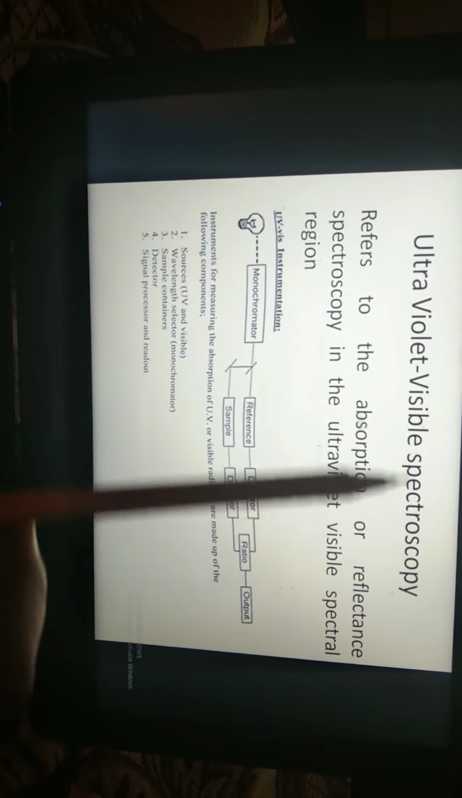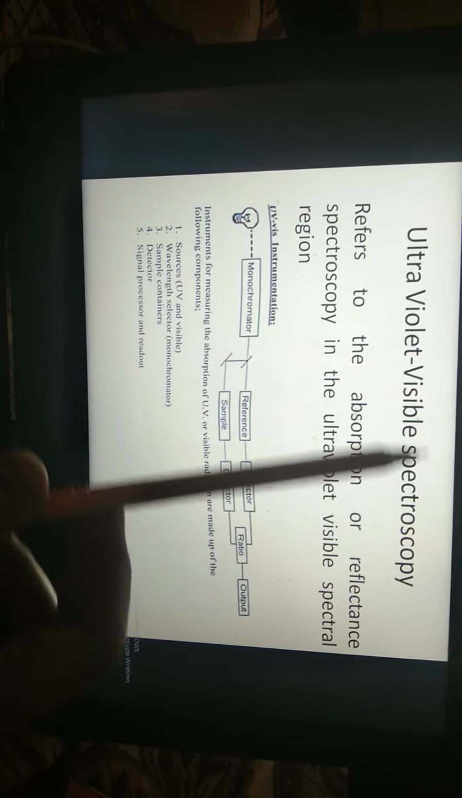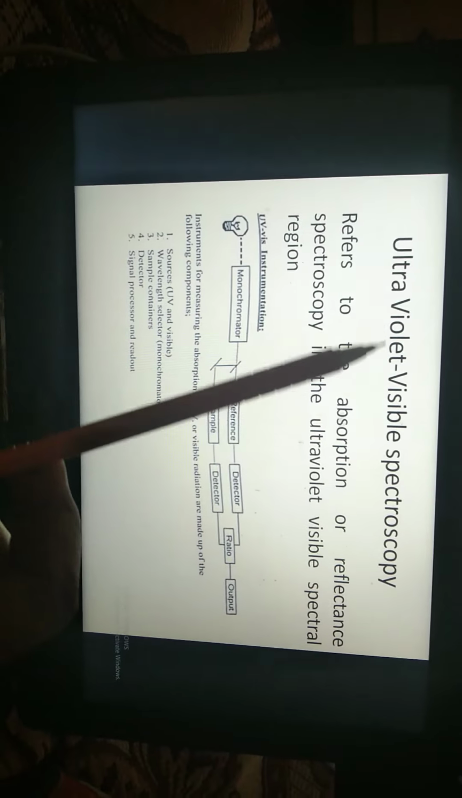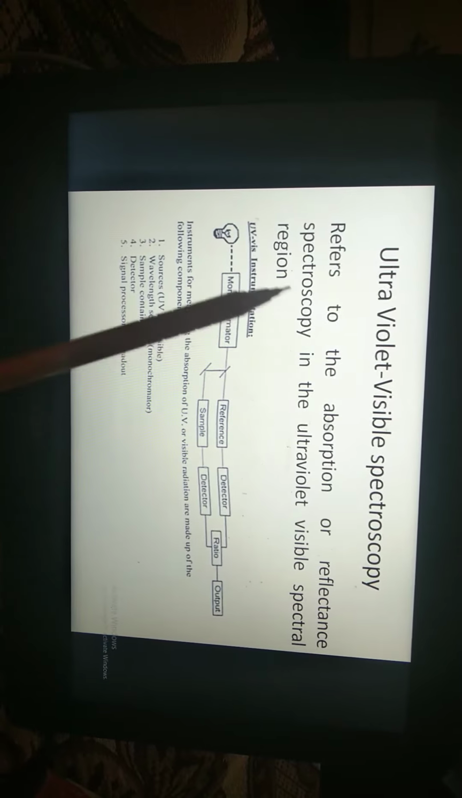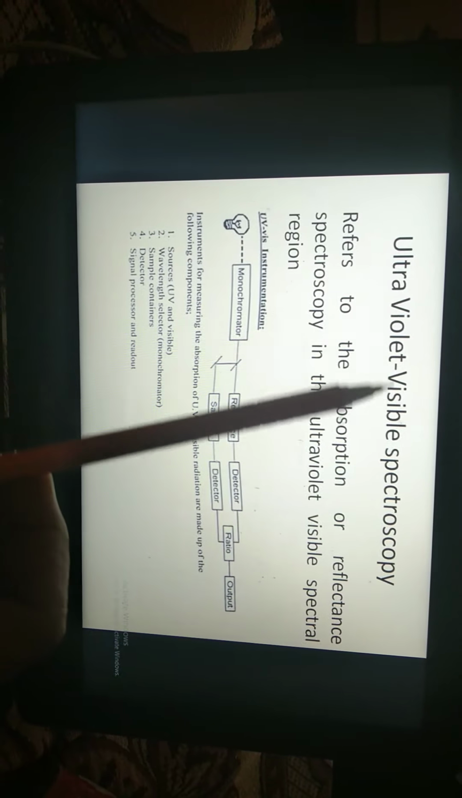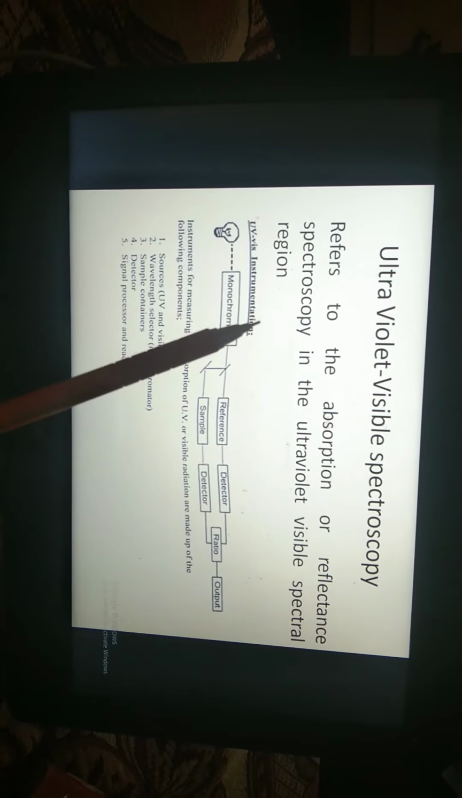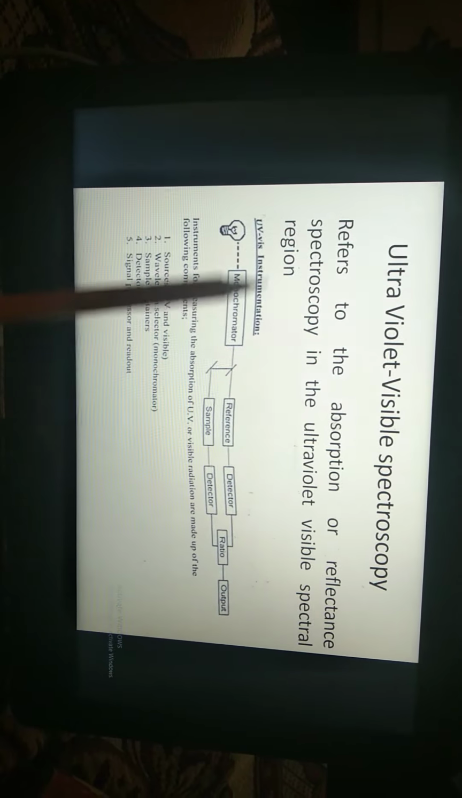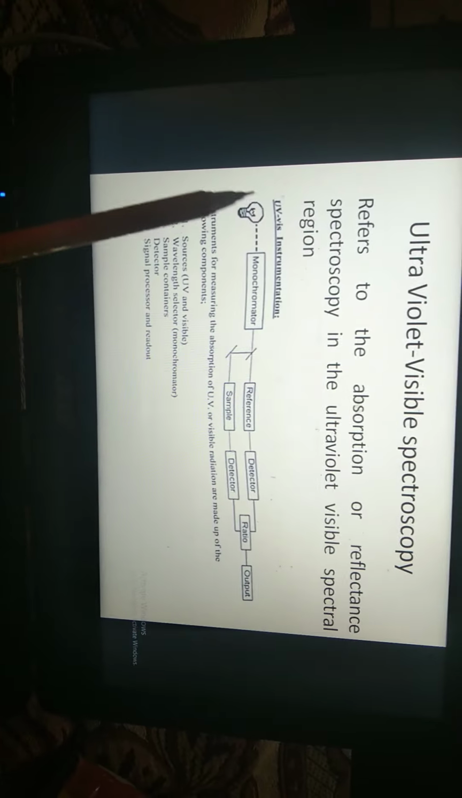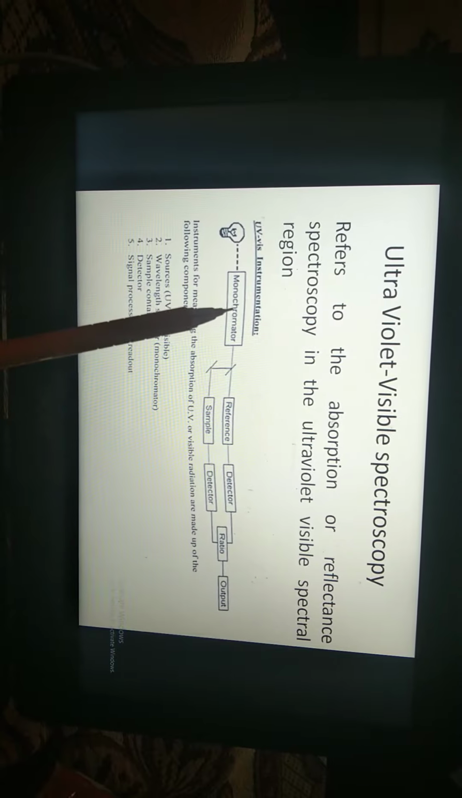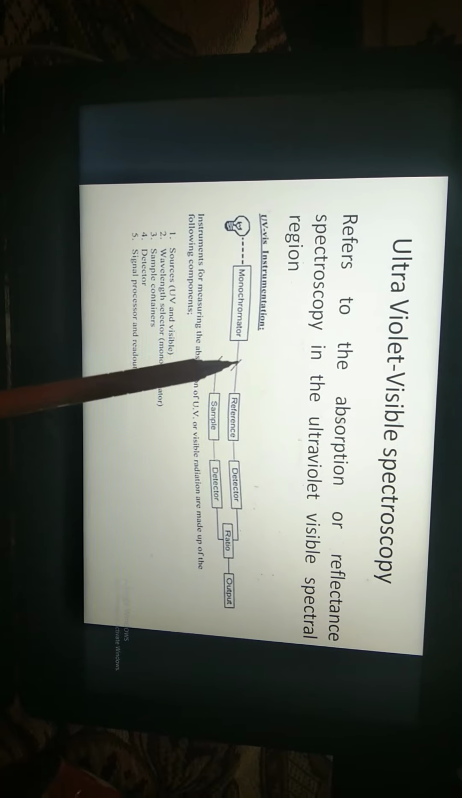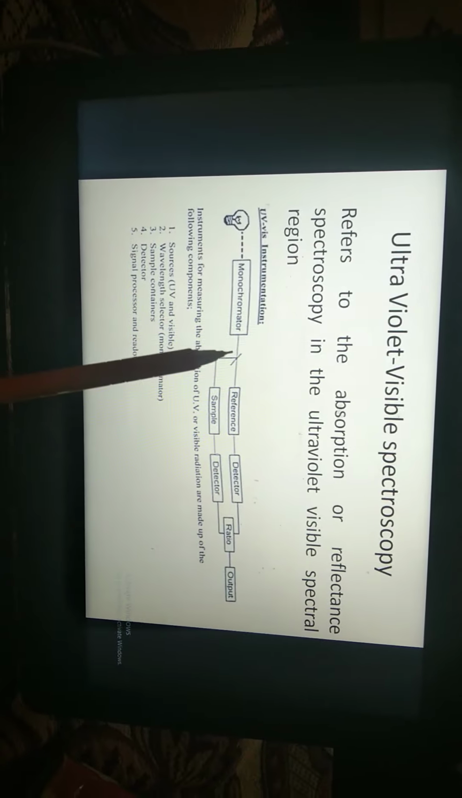Now class, today we will study ultraviolet visible spectroscopy. In this ultraviolet visible spectroscopy, we get the absorption and the reflecting spectroscopy in the range of the ultraviolet visible spectrum, and this is the block diagram of the ultraviolet visible spectroscopy that contains the source, a monochromator that can be a prism, filter or other type of monochromator, and the beam splitter.